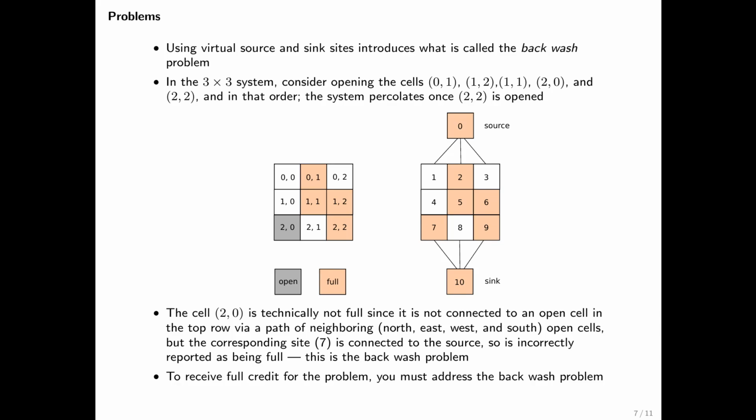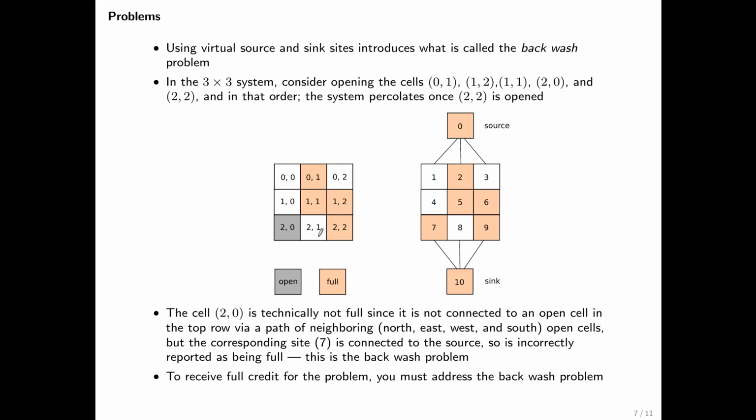So let's say you have a 3x3 system, which is what is shown here, and let's say you open the cells in this order. You first open 0, 1, and then you open 1, 2, and then you open 1, 1, and then 2, 0, and then you open 2, 2. When you do that, the system immediately percolates because you have a path of open sites from here all the way to the top. So something that you pour here does get to the bottom.